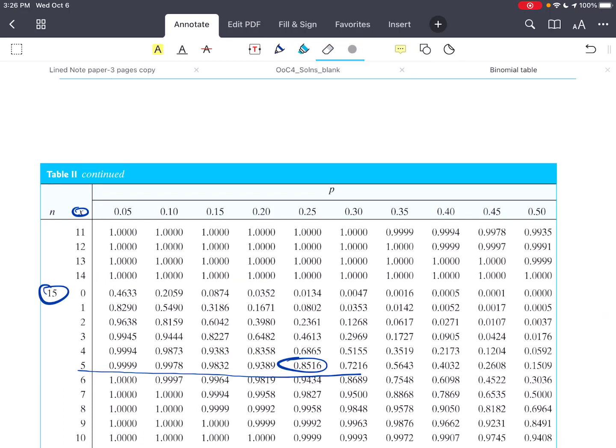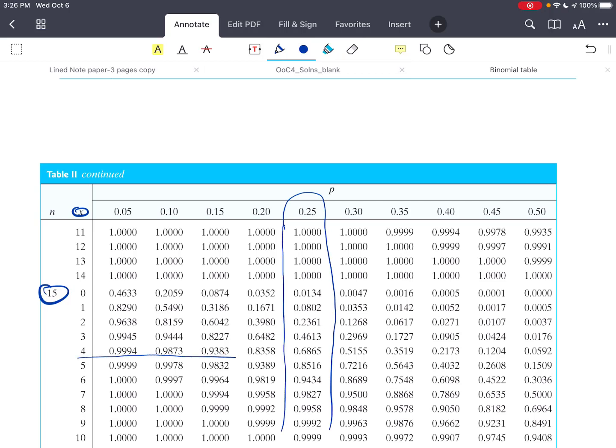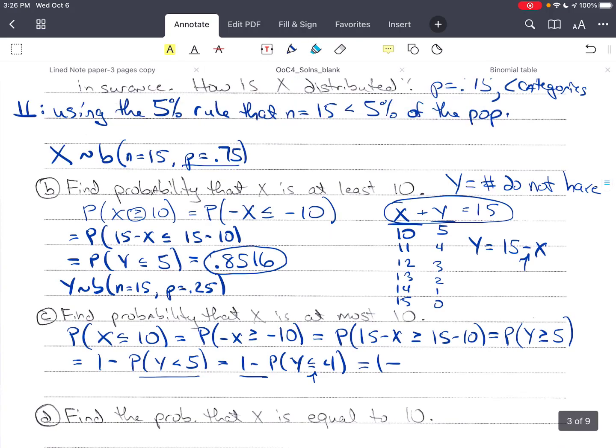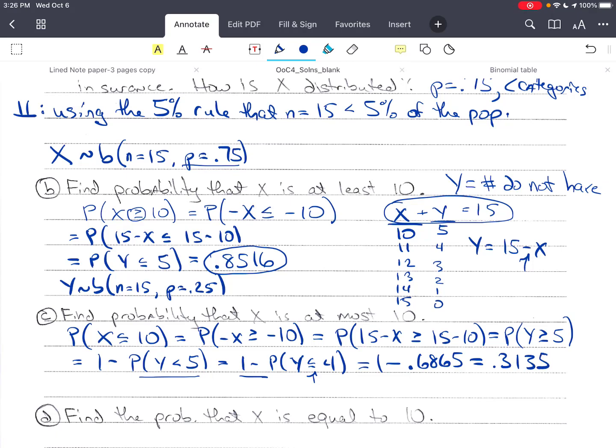I'm going to circle the 0.25 here. And so now it's 4. And so it's minus 0.6865. And that's going to be 0.3135. And that's our answer.